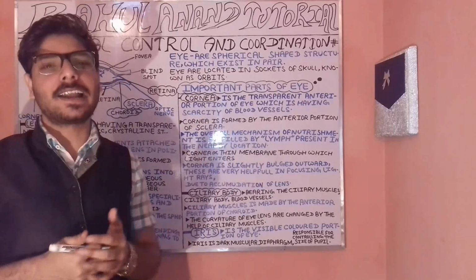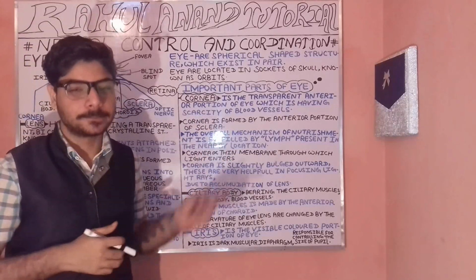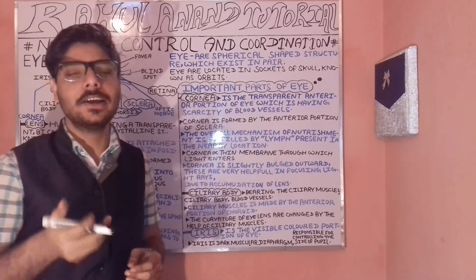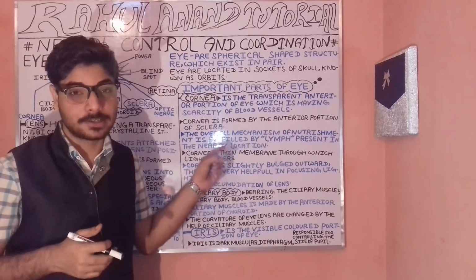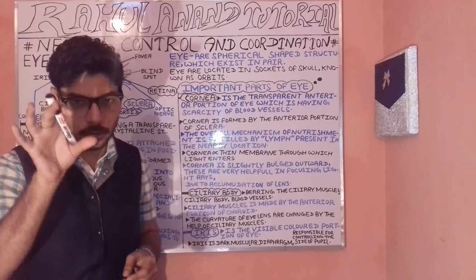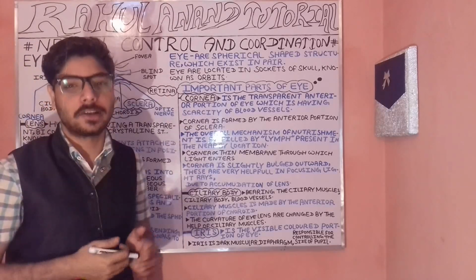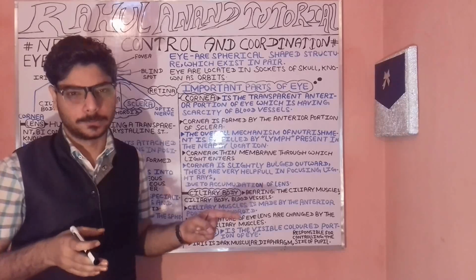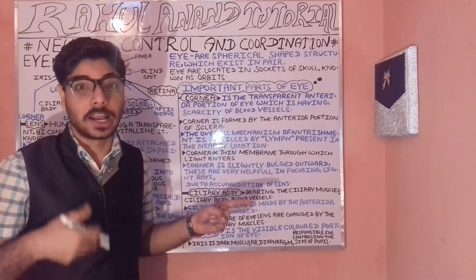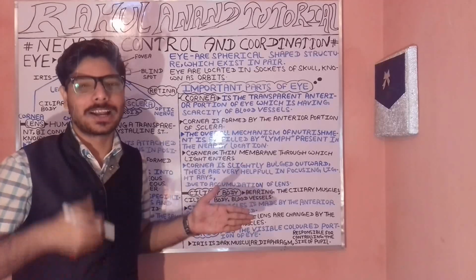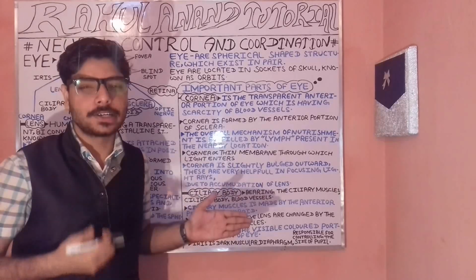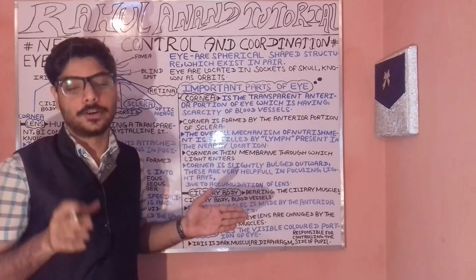So now let's understand what the eyes are. You have to understand certain facts. The eyes are spherical shaped structures. You could say that eyes are the optical organs playing an important role with reference to the visual receptors. These eyes are localized into a socket-like structure, which is known as the orbits.